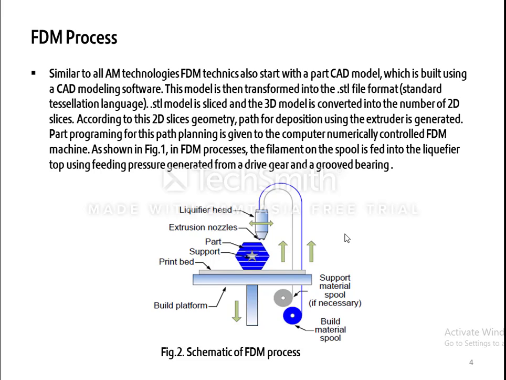Like other additive manufacturing technologies, fused deposition modeling starts with a CAD model. The CAD model is then transferred into an STL file. The STL file converts it to a 3D model, and the 3D model is then converted into a number of 2D slices, and according to these 2D slices' geometry, the extruder path is generated. Part programming of this path planning is given to the computer numerically controlled FDM machine, and as shown in the figure, the filament of the spool is fed into the liquefier top using feeding pressure, which is generated from a drive gear and a groove bearing.